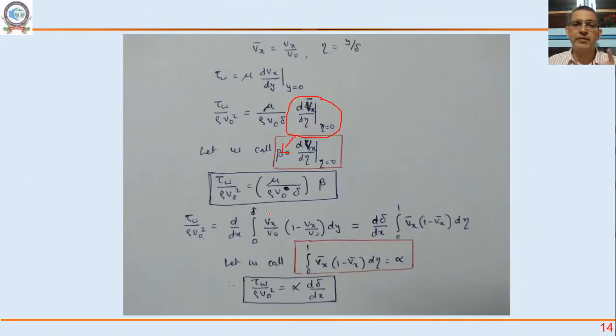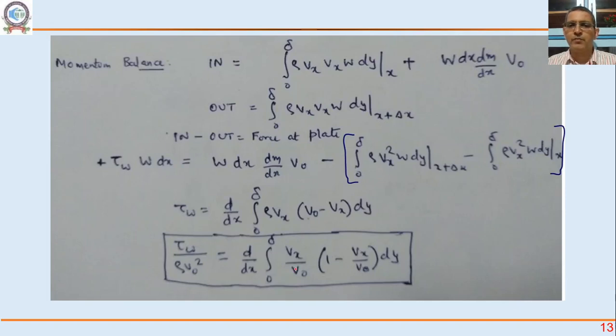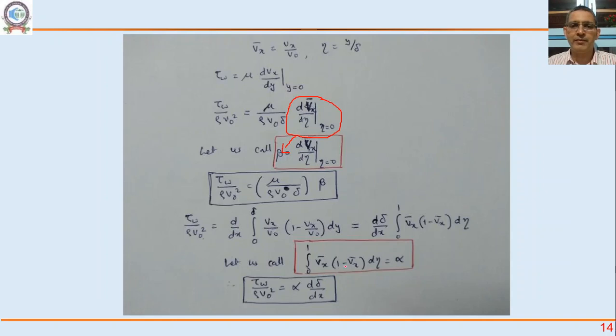We are not going to use that result. We are going to use something else. And so tau w would be mu rho v naught delta into beta. Now we had this expression. Substitute that Vx bar and eta here. You will find that tau w by rho v naught square is d by dx, 0 to delta Vx by v naught. This was the expression. Put it in terms of delta and eta.